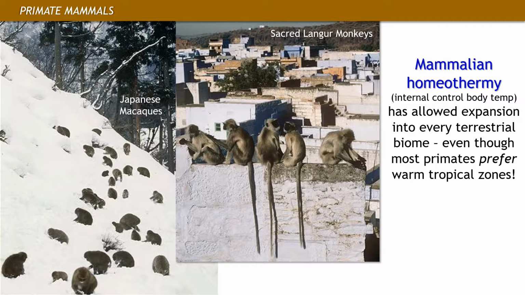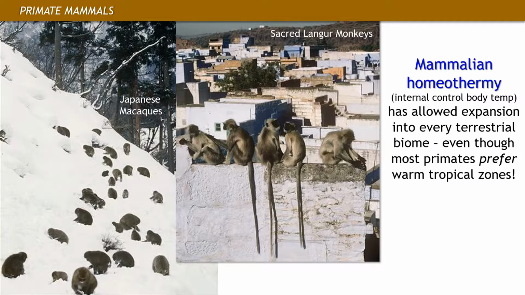So mammalian homeothermy has allowed broad expansion into every terrestrial biome, even though most primates prefer warm tropical zones. So if you take a look at non-human primates today, you will find them in tropical regions around the equator. But a number of primates, particularly among the catarrhines, these are the Old World monkeys, apes, and humans, can expand their range into cold places and high altitude places, and even into areas where you would not typically find wild animals. These are the urban areas.